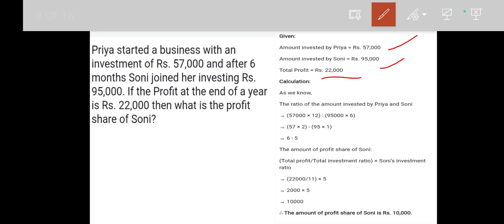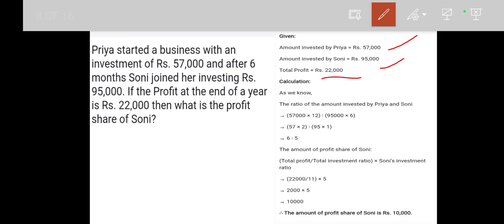So 57,000 Priya invested in the business, that is for 1 year, because it is not said that Priya leaves the business or anything, nothing is given like that. So 57,000 is for 12 months. So 57,000 into 12 is to Sony's investment, 95,000, but that is after 6 months of starting the business. So Priya started the business and after 6 months of her starting the business, Sony joins. So 95,000 into 6, that means Sony was there only for 6 months. So after canceling it, we get 6 is to 5 as the ratio.